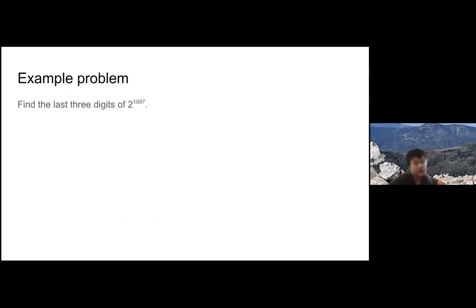Here's another one. It looks very similar to a problem we already did. It's quite a bit harder though. Find the last three digits of 2 to the 1997. Okay, first of all, we know that phi of 1000 is 400 from that other problem. So what keeps us from saying that 2 to the 400 is equal to 1 mod 1000? Why does this not work?